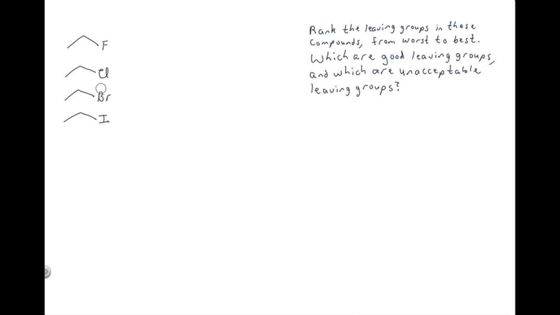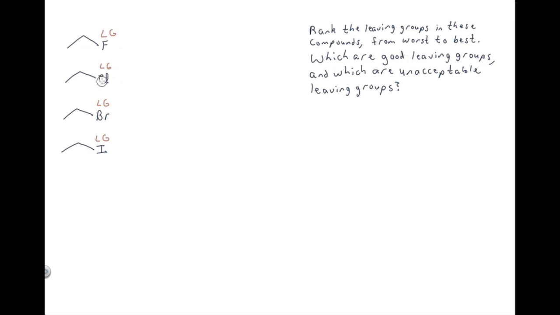If we compare these four compounds, do you know how to figure out how to rank the leaving groups from worst to best in these compounds? So let's learn how we can rank the leaving groups in these compounds. First, let's identify the leaving groups. Well, we've already learned that neutral chlorine, bromine, and iodine can be leaving groups.